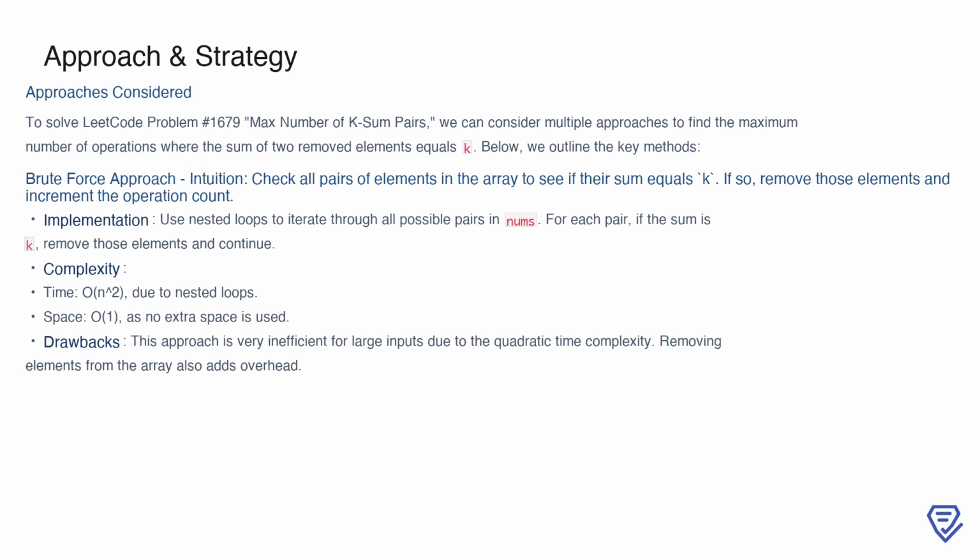While simple to understand, this approach has significant drawbacks. The time complexity is n squared due to the nested loops, which makes it impractical for large inputs. Additionally, removing elements from the array adds extra overhead, further reducing its efficiency. For these reasons, while it's a good starting point to understand the problem, this method isn't viable for optimal performance.